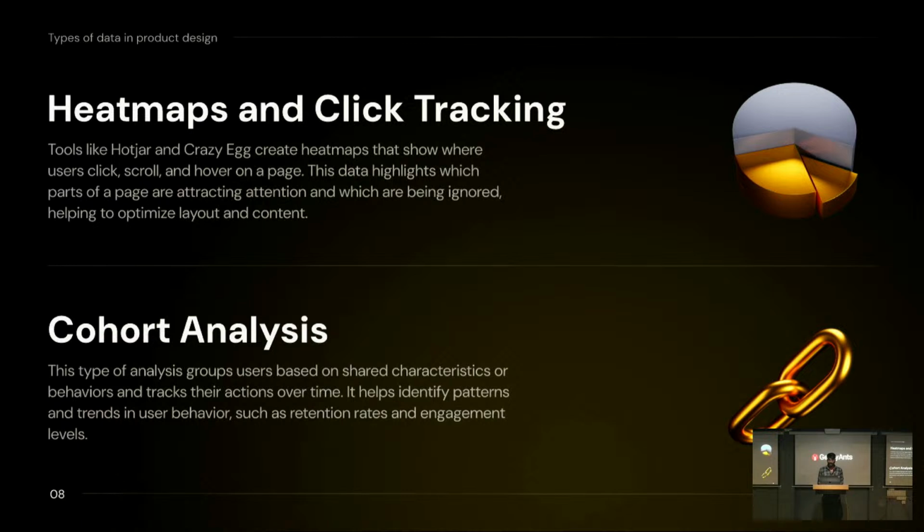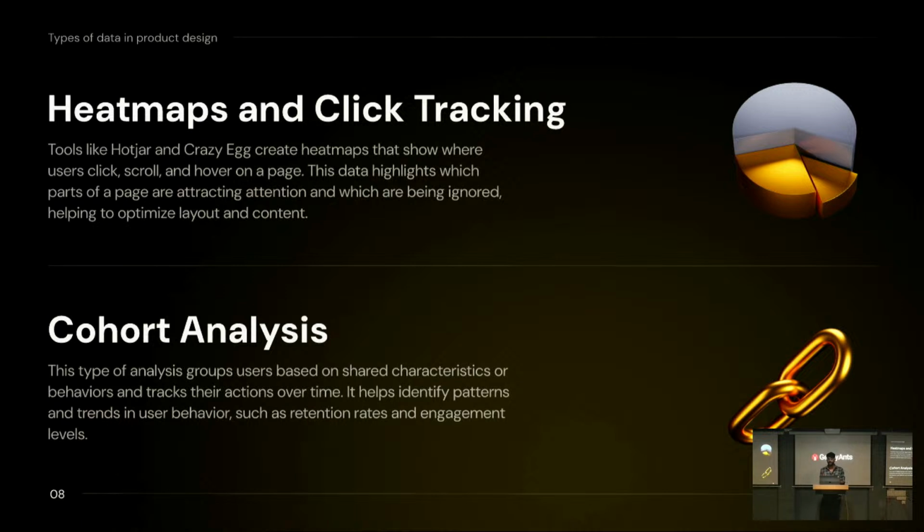Heat maps and click tracking. Okay. So heat maps are another way of analytics, where you will be able to understand where users' attention is going. How a heat map works is you link your website or platform with tools such as Hotjar and Crazy Egg. These will give you an idea of where the user's attention is actually going.